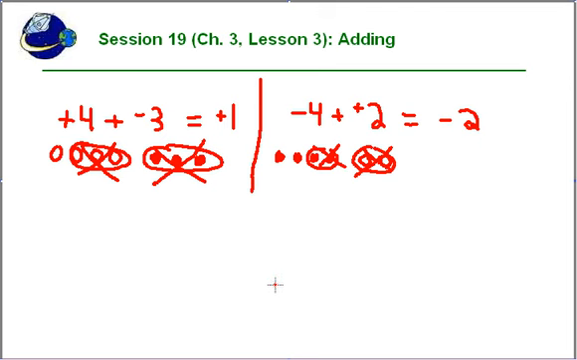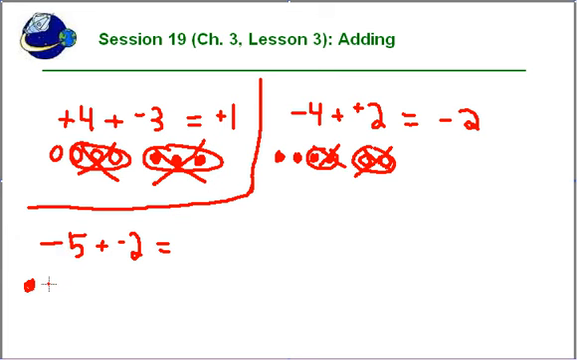Let's try another example. How about minus 5 plus a minus 2? What's that going to equal? Let's use our illustration. We have a negative 5 here, so that's going to be 5 antiparticles. Then we're going to combine it, and that's what the addition sign here means. We're going to add it to 2 more antiparticles because we have a negative 2 here.